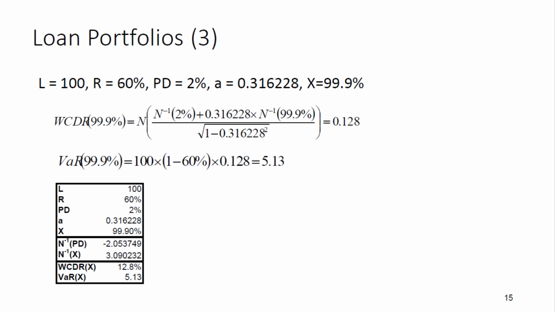And so we say the value at risk at 99.9% is the loan amount, 100, times 1 minus the recovery rate, so the loss rate of 40%, times this worst case default rate of 12.8%. That means that on a loan of 100, the bank needs to put 5.13 aside. In the table below there are further details of the components that you need to calculate.